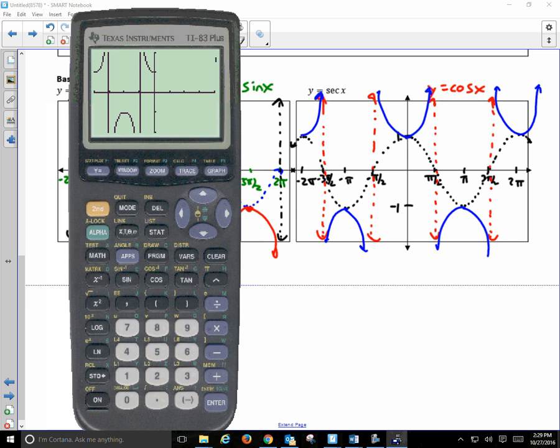Does that look like the graph that I have there? What's the graph that goes right through the middle? That's the graph of, what do we sketch right away? We sketch cosine. Watch this. I'll make it dashed.